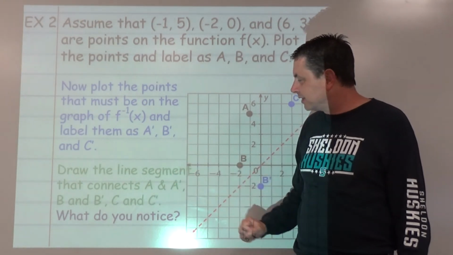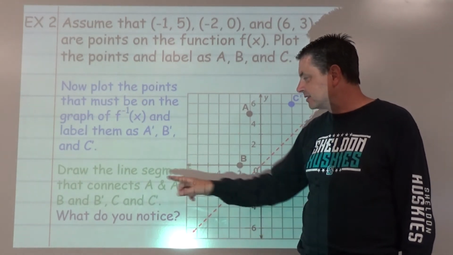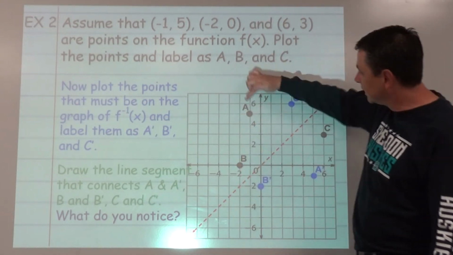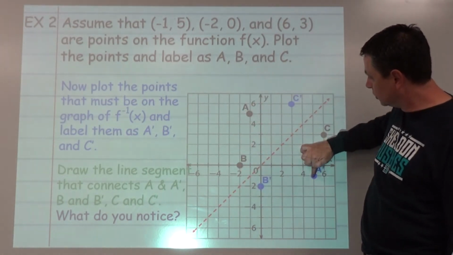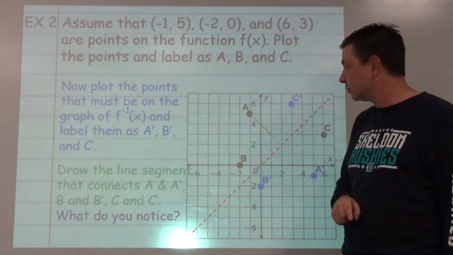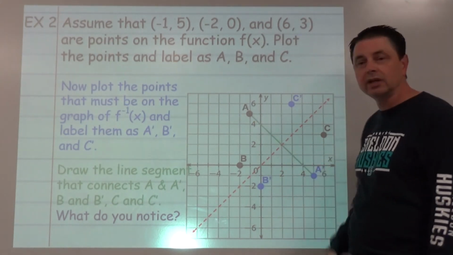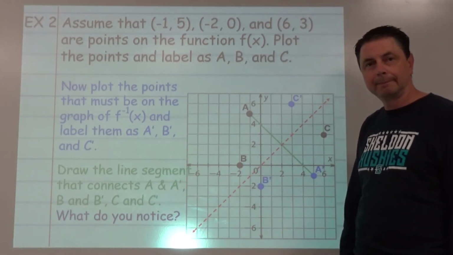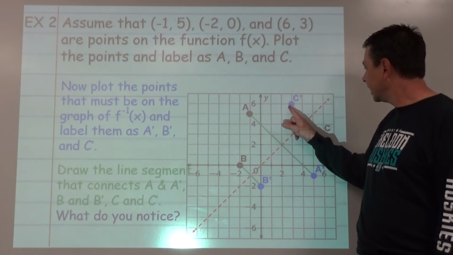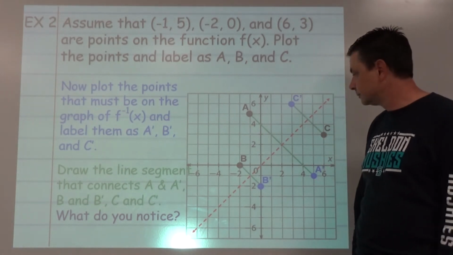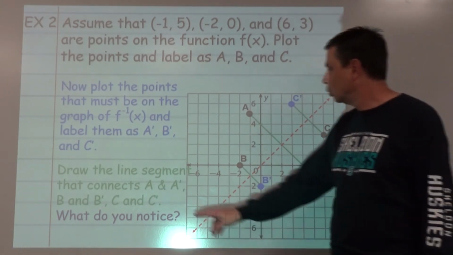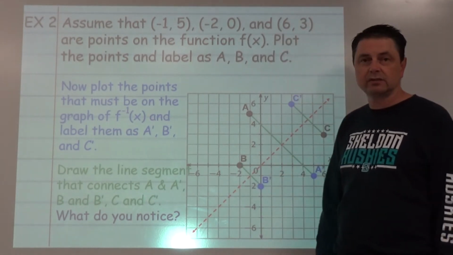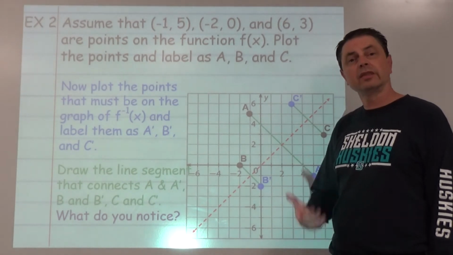All right, it says draw the line segment that connects A and A prime using a ruler. Connect here to here with a line segment. And B to B prime. And C to C prime. What do you notice about these segments? Think about it for a moment.